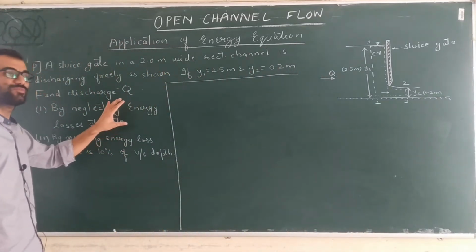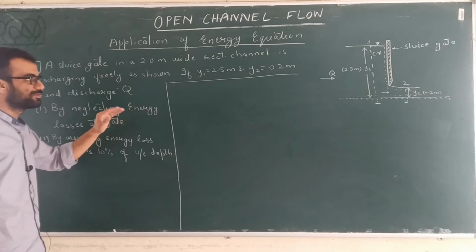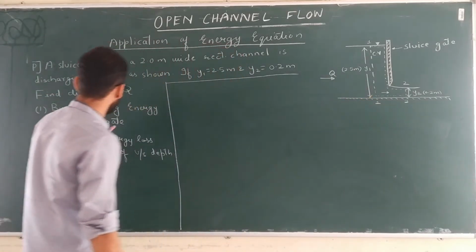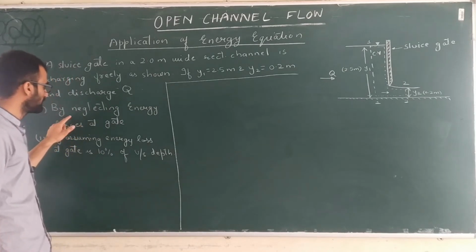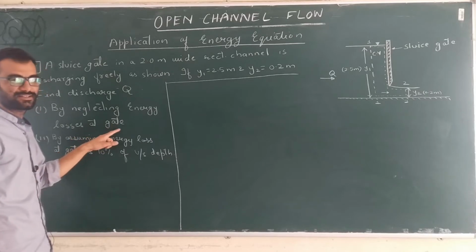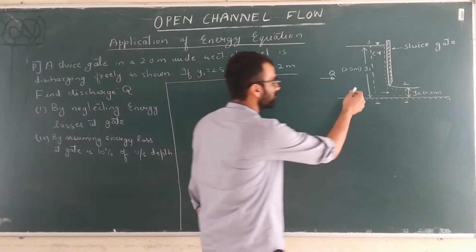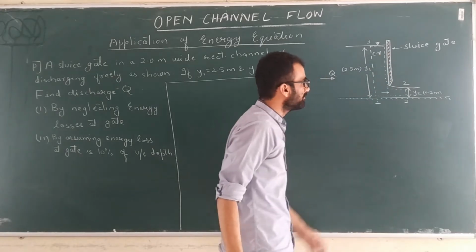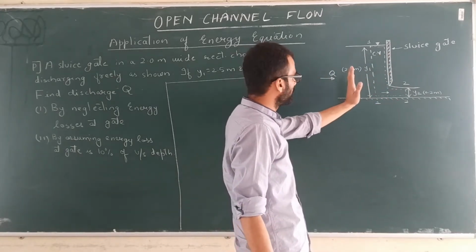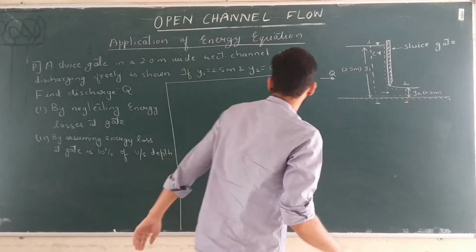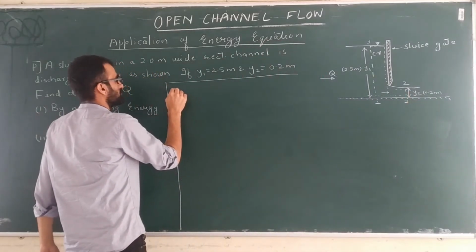What we want to know is how much volume flow rate is flowing through this sluice gate. But there are two conditions. For the first condition, there is no energy loss, so we have to neglect the energy loss at the gate. When the flow takes place through the sluice gate, because of the contraction there will definitely be some energy losses. Some head loss will take place at the gate, but for the first case we are going to neglect it. So let's try to solve for the first case.